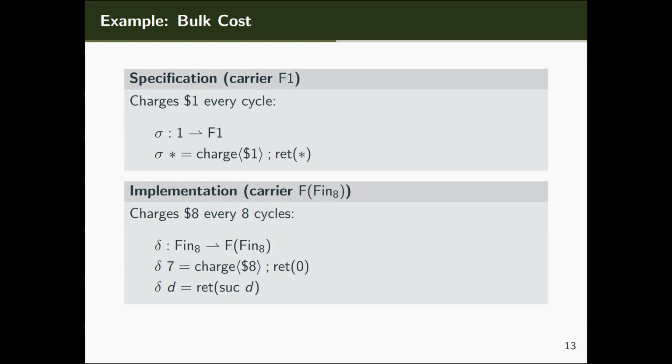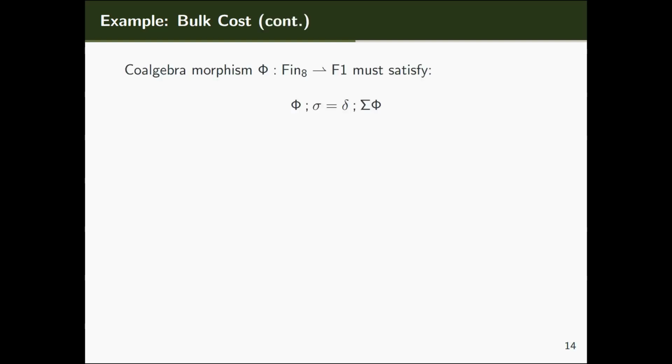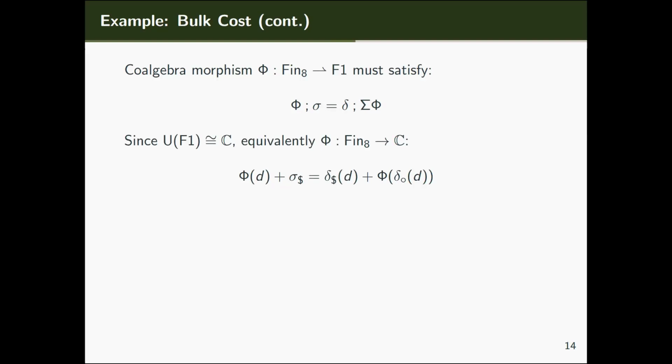And the way we can justify this is via a coalgebra morphism. So if we wanted to justify the connection between the implementation and the specification, we give a coalgebra morphism phi, which has to satisfy that square from before, here written using sequential composition. So, okay, we're writing maps into f of 1. Well, the carrier of f of 1 is just cost. So we could really just give a pure function from fin8 to cost, and it has to satisfy this equation, which is just writing the thing above, but only at the cost part, because that's all we have.